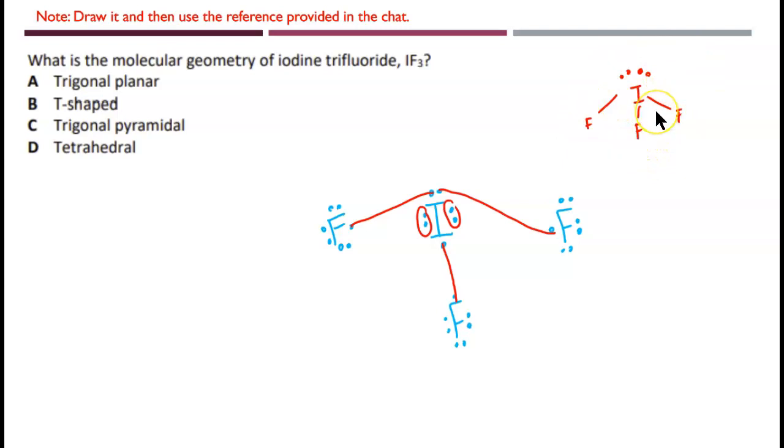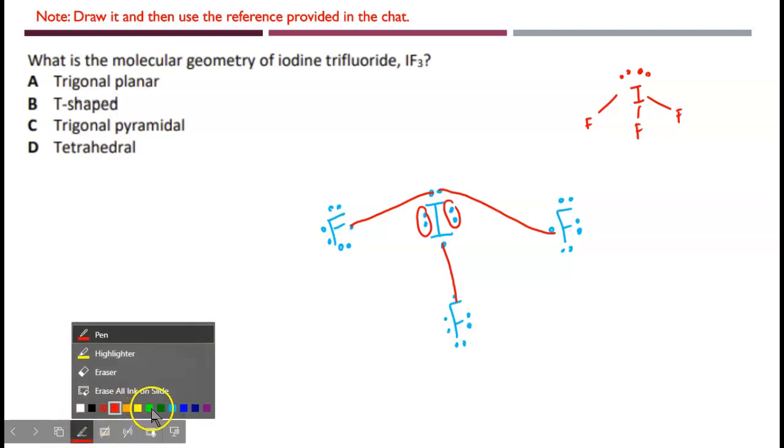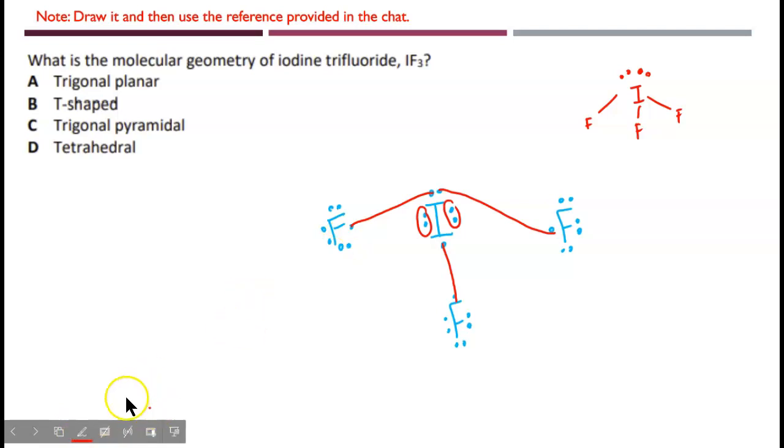So, how many attached atoms do we have on here? We have a total of 3 attached atoms. Right? Or you can also look at it as the regions of repulsion or your steric number. I think that's probably the easiest part. Where's my little colors? We're going to use green to identify our regions of repulsion.